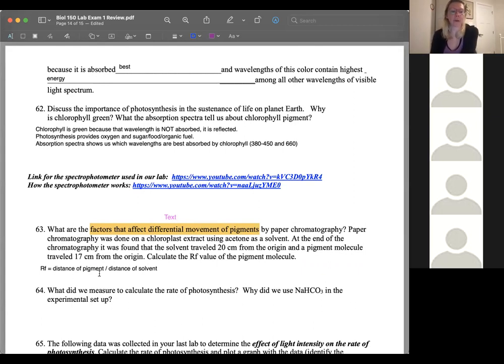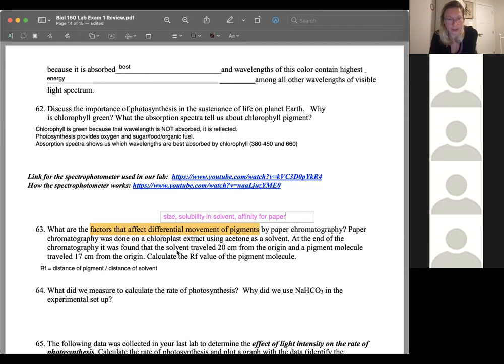But what determines how far a pigment can travel? There's 3 factors that affect pigment separation. Size of pigment, solubility in the solvent, and one last one, it has to do with the paper. Yeah, affinity for the paper. Exactly. So the size, the molecular weight, or the size of the molecule, how soluble it is in the solvent, and the affinity for the paper, which is kind of like how attracted it is to the paper.